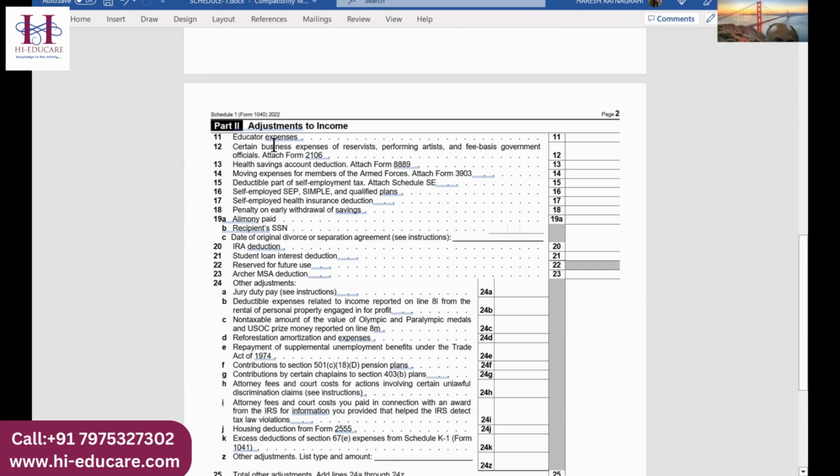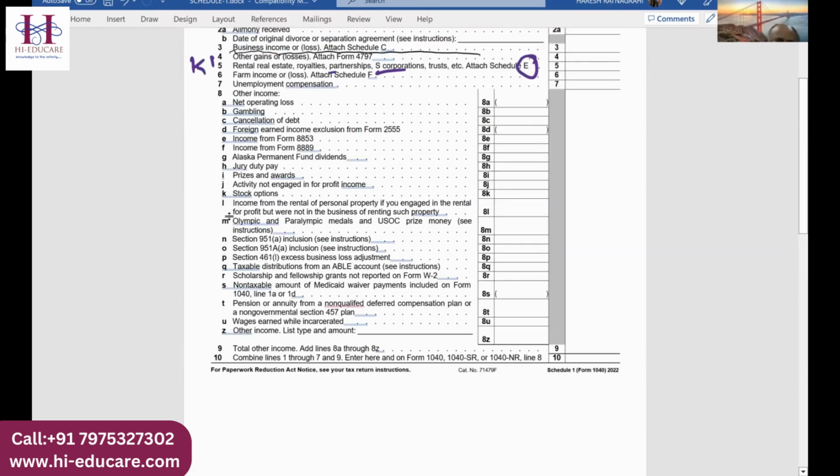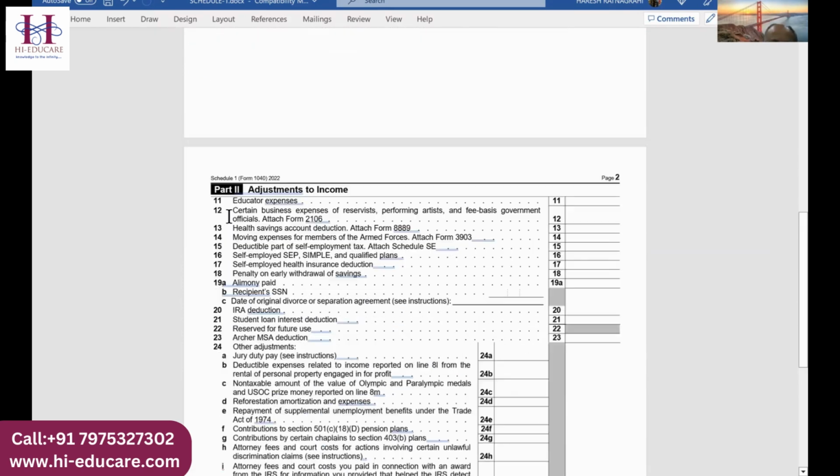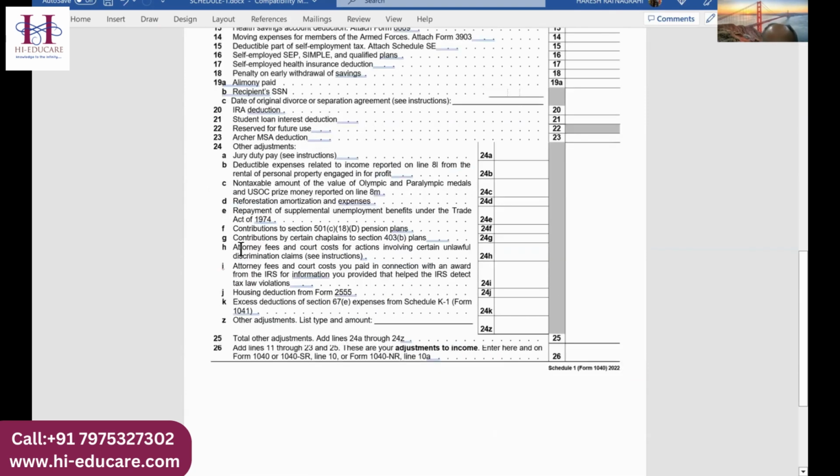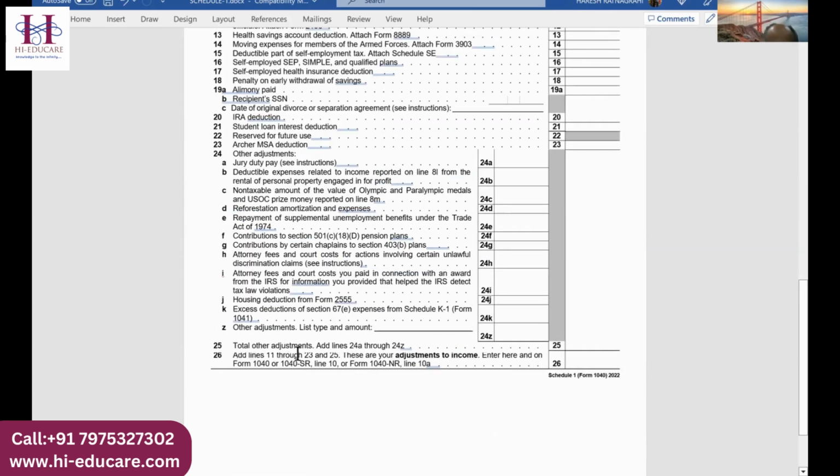So all the expenses, other than Schedule C, for example, educator expenses, these are the expenses allowed. So you get the deduction, adjustment to income. This is the income basically, right? And this is the adjustment to income. So that is also given there: add lines 11 to 23, finally line number 26. These are your adjustment to income. Enter here and on form number 1040.